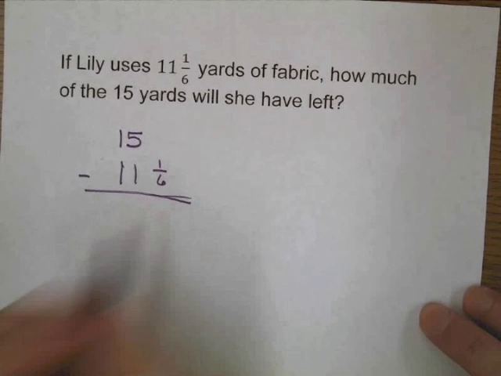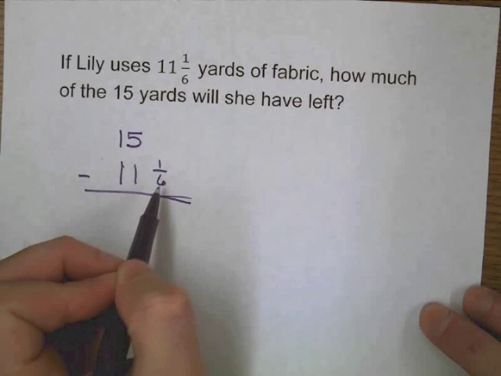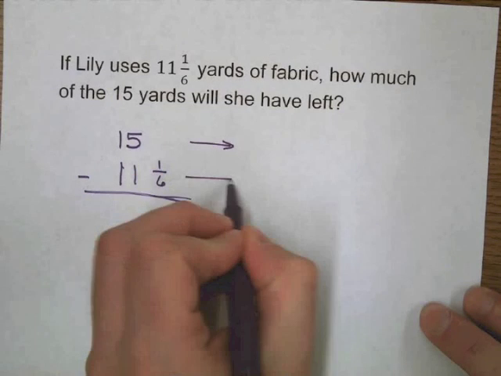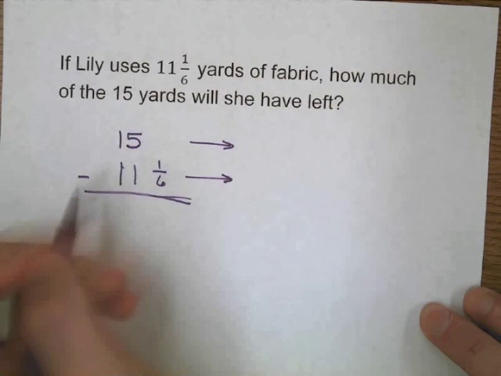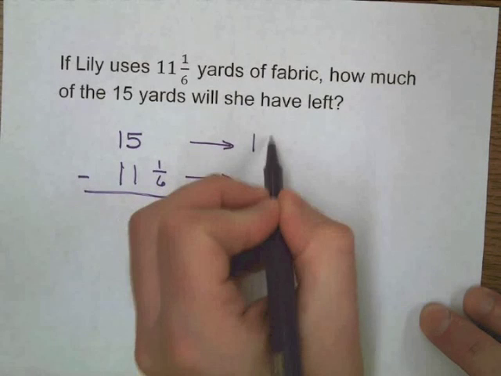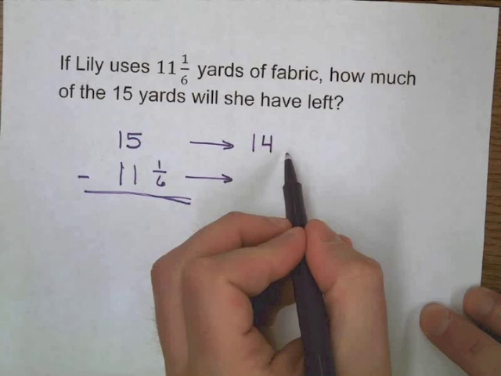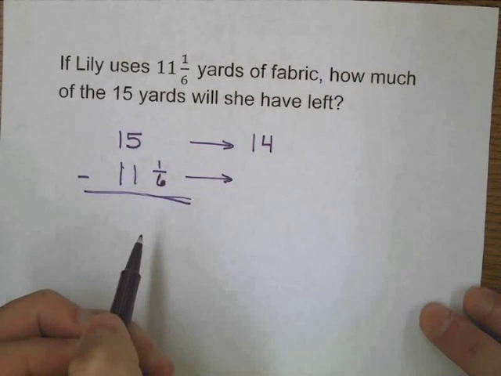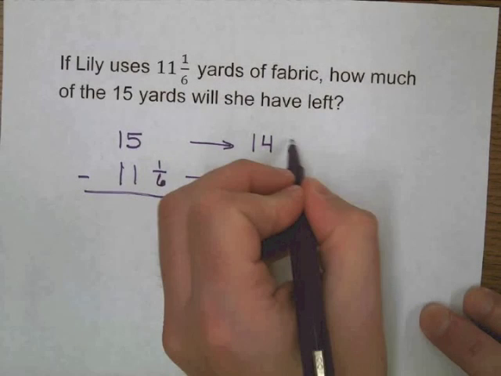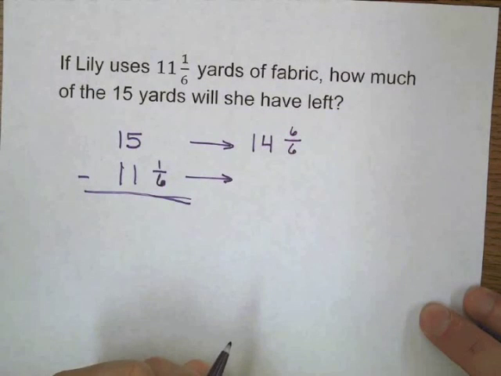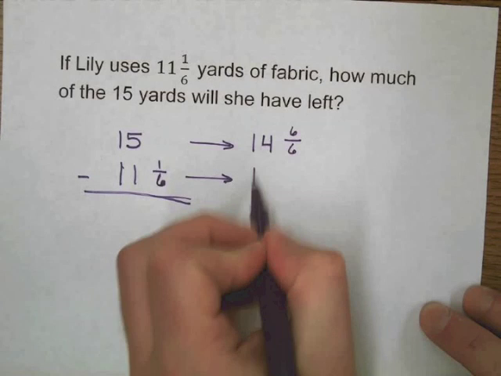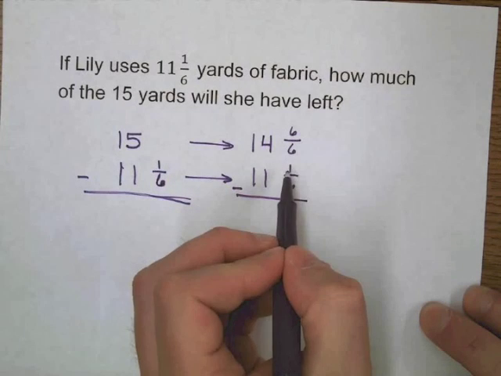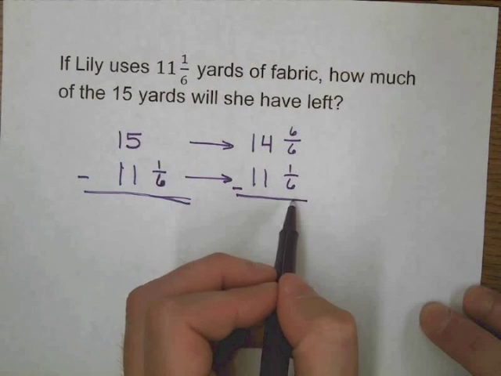Well, again, here I have these fractions being taken away from just wholes. And I'm going to think of my whole here, 15, again as 14. And I want to think of that other whole to get to 15 as a fraction. In this case, we're subtracting out sixths, so I'm going to think of it as 6/6. So I have 14 and 6/6 subtracting out 11 1/6.